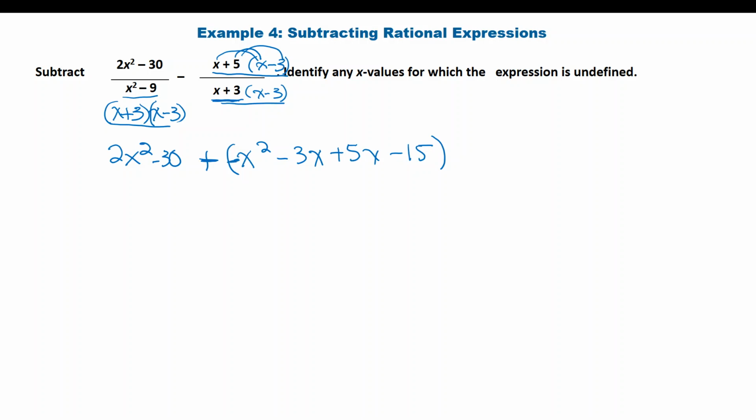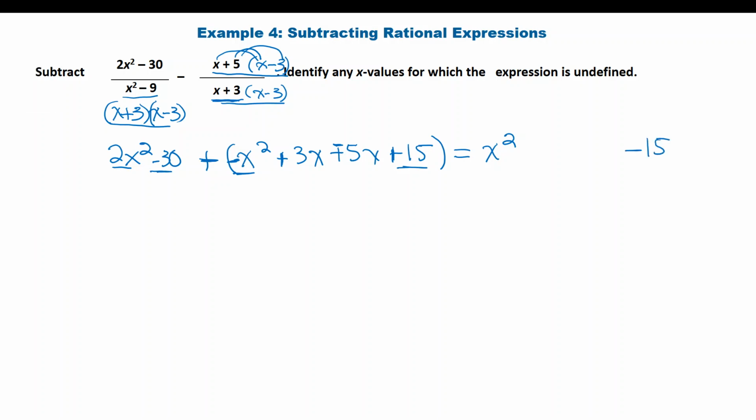This is going to be a minus. This is going to be a plus. This will be a minus, and this will be a plus. Now that I have them all changed, I'm going to go ahead and gather up all my like terms. I have a 2x squared and a negative 1x squared. That just leaves me with x squared. And here I have a negative 30 and a positive 15. So I'm going to end up with negative 15.